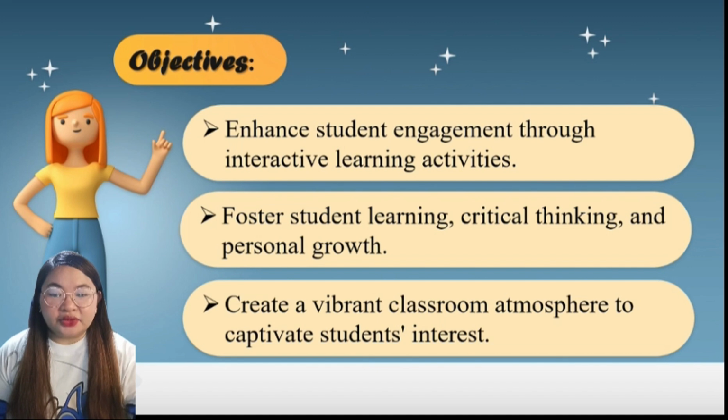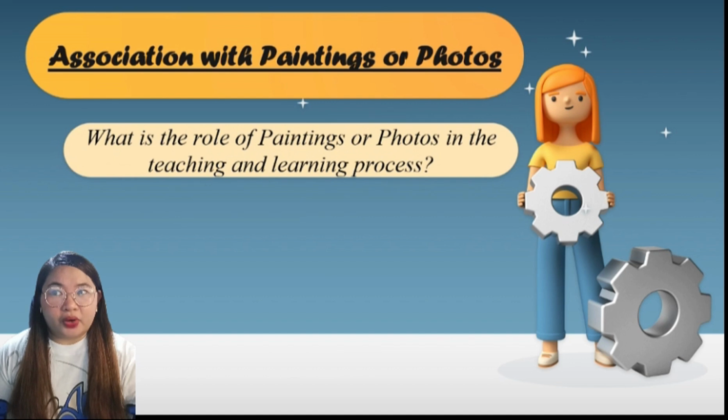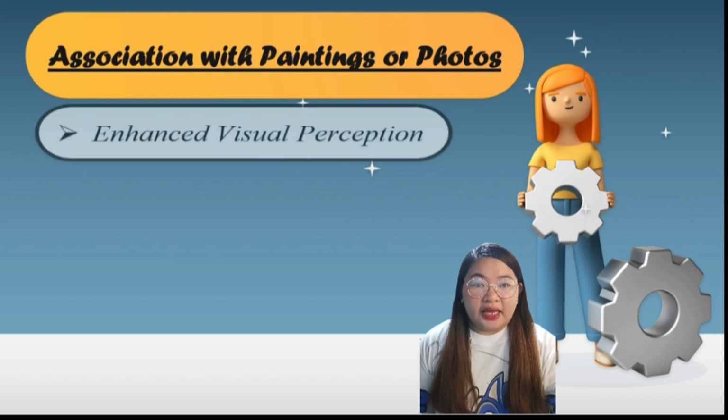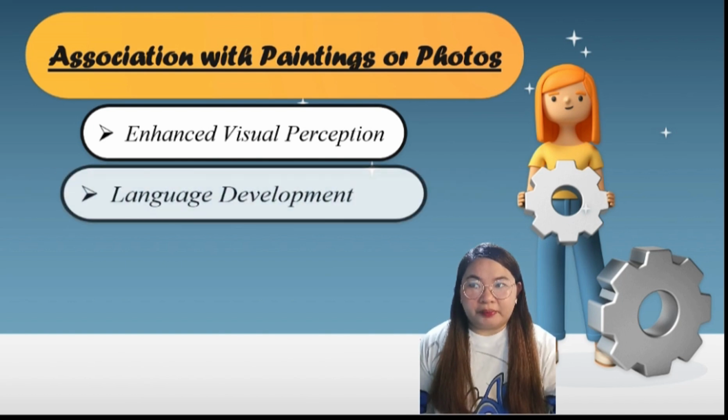First is the association with paintings or photos. What is the role of paintings or photos in the teaching and learning process? Alright, so the role, first, it can enhance visual perception as it will allow the students to observe the details and understand the visual composition effectively. And second, we have language development.